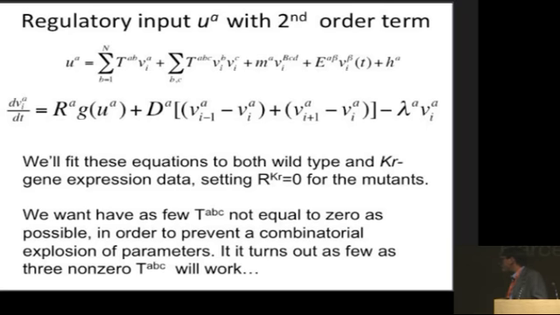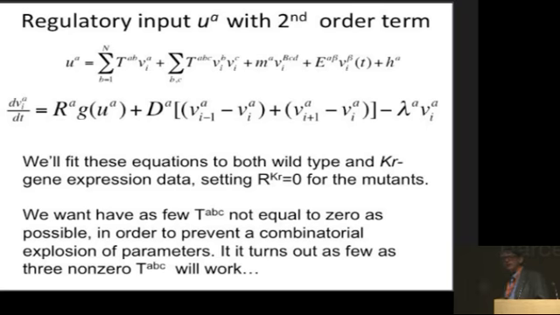Now, the tricky thing is that there's an explosion of n cubed parameters here, where n is 4, 5, or 6. That's pretty scary. We don't like that. So we're hoping that we can make this higher order matrix TABC as sparse as possible.